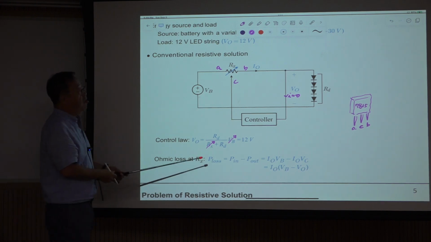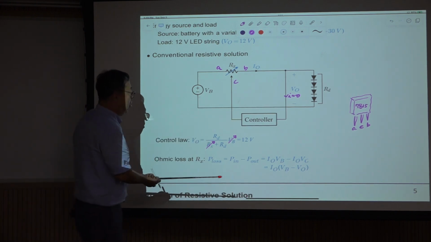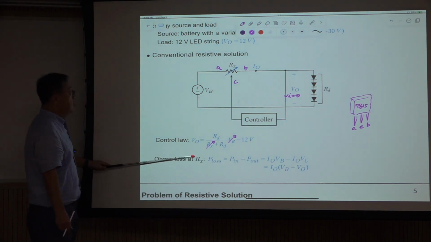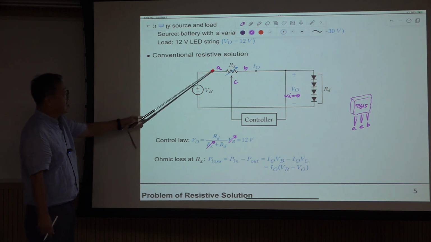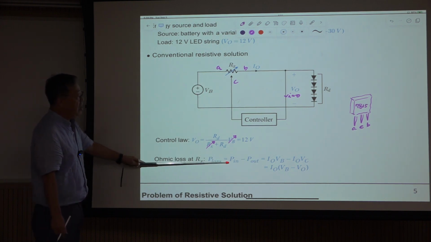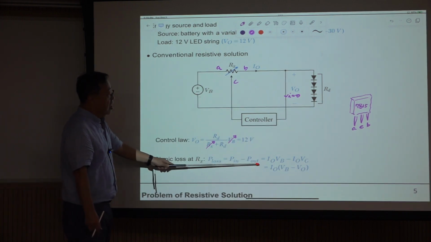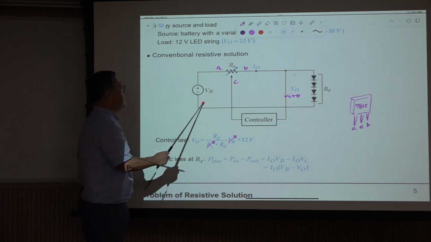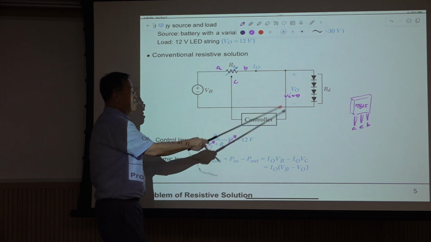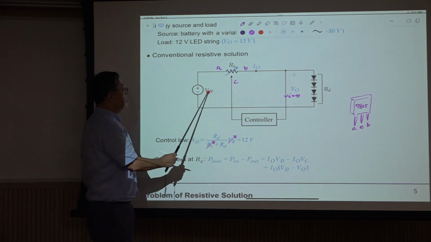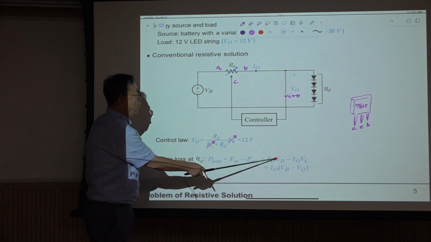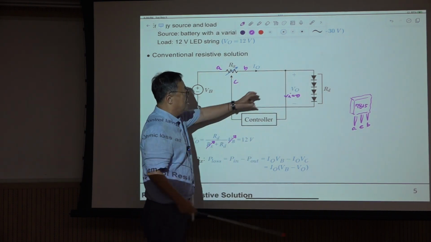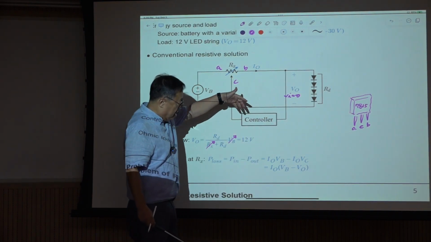For small power applications, it's okay. But for large power, this power loss can be very large. The ohmic loss at Rx is P_in minus P_out, where I_O is the current through this battery and this LED string. This is V_B, so the input power. The output power uses the same current, because the controller current is negligible.